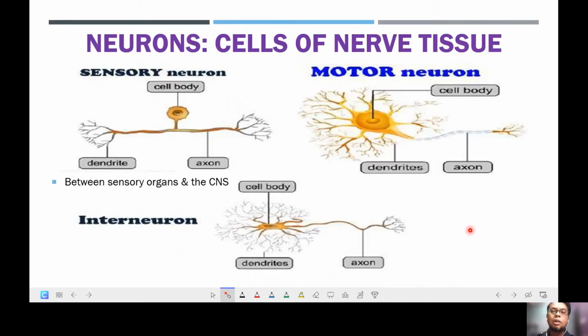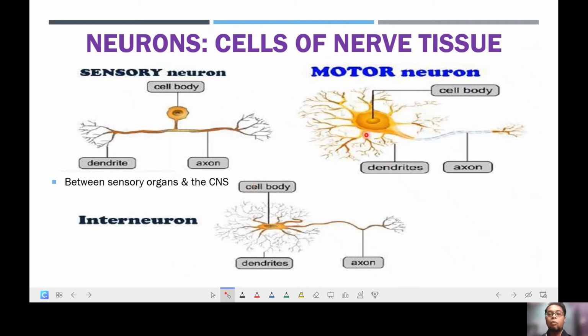Now let's move on to the nerve tissue, and we will start with the cells of the nerve tissue, which can also be known as the neurons. There are three types of neurons. The first one will be the sensory neuron. This type of neuron will be located between the sensory organs and also the CNS. Examples of sensory organs will be the eyes, the ears, and maybe our skin. Meanwhile, the central nervous system will be referring to the brain or even the spinal cord.